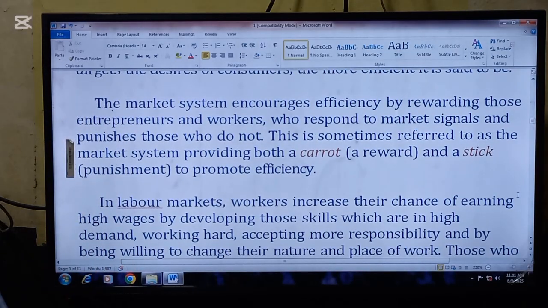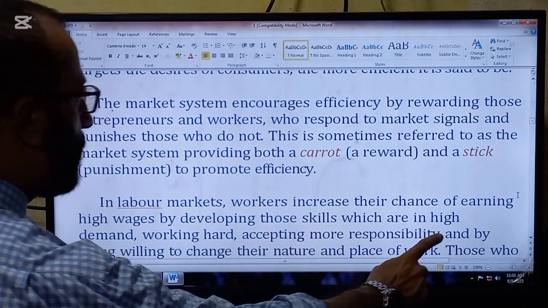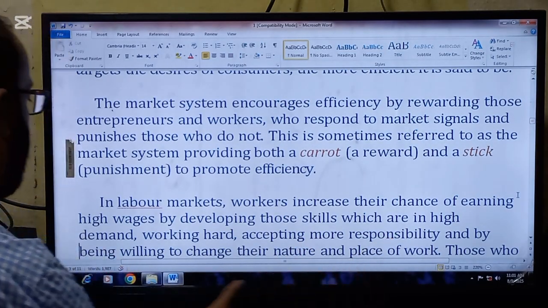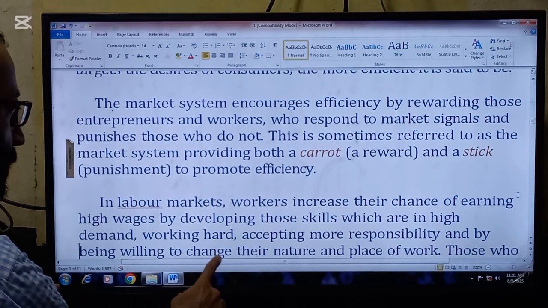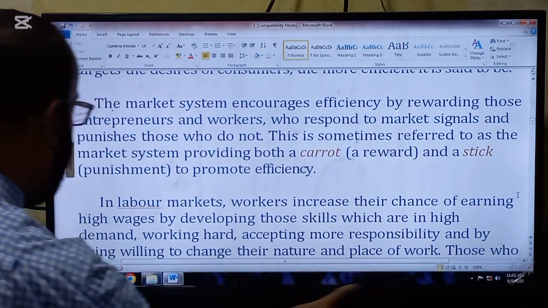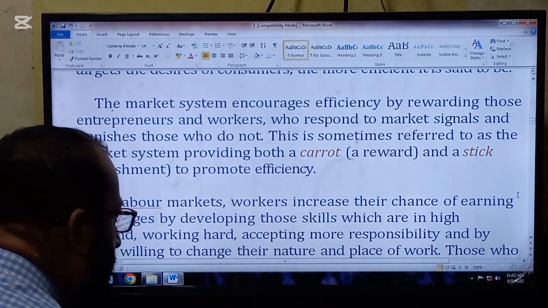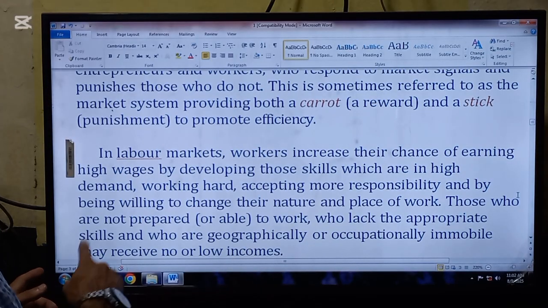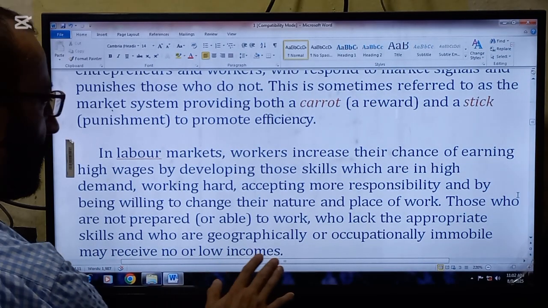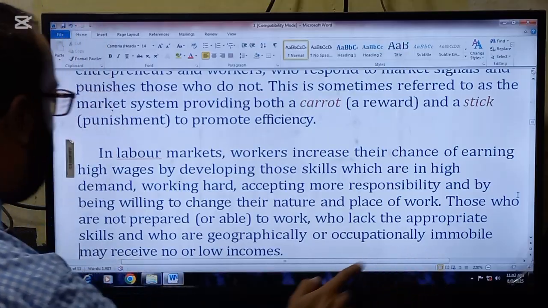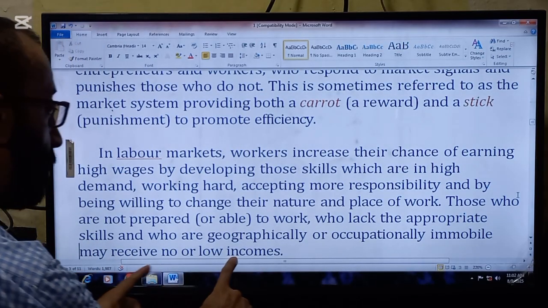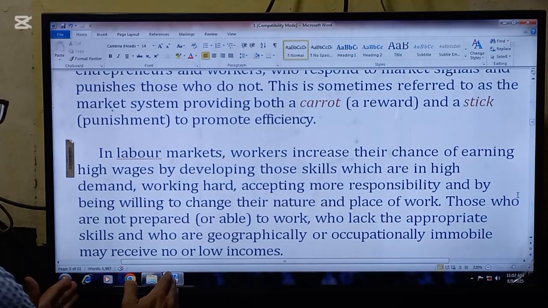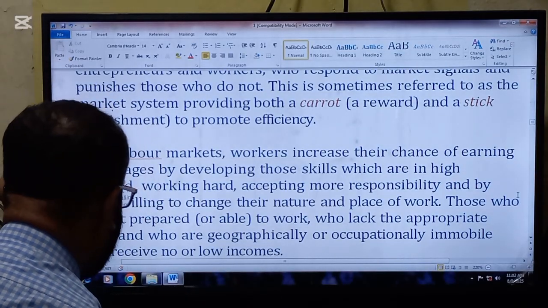In the labor market, workers increase their chance of earning high wages by developing those skills which are in high demand, working hard, accepting more responsibility, and by being willing to change their nature and place of work. Those who are not prepared or able to work, who lack the appropriate skills, and who are geographically or occupationally immobile may receive no or low incomes.